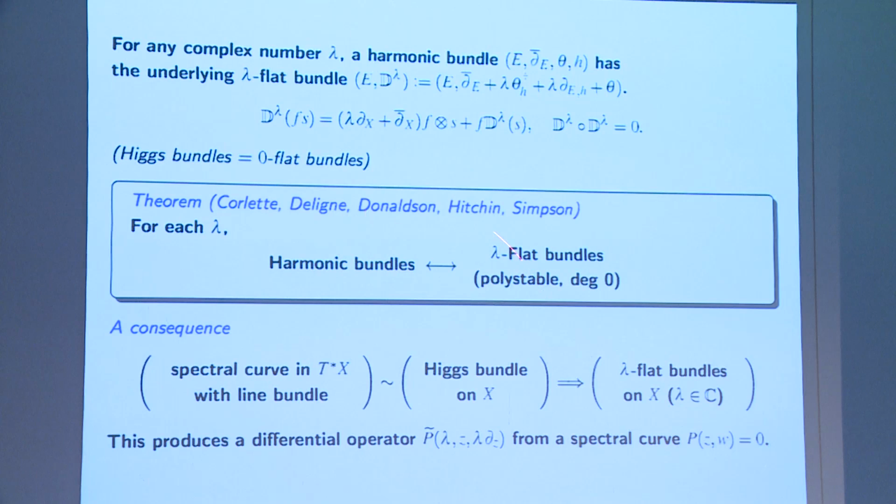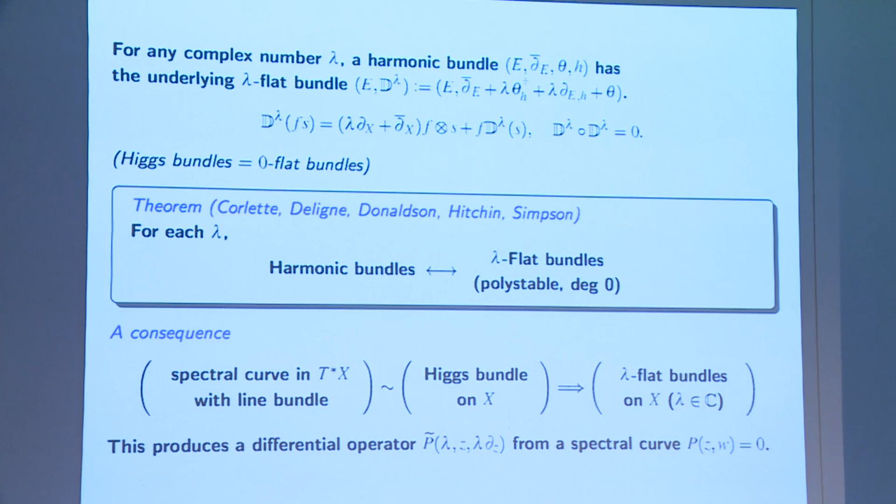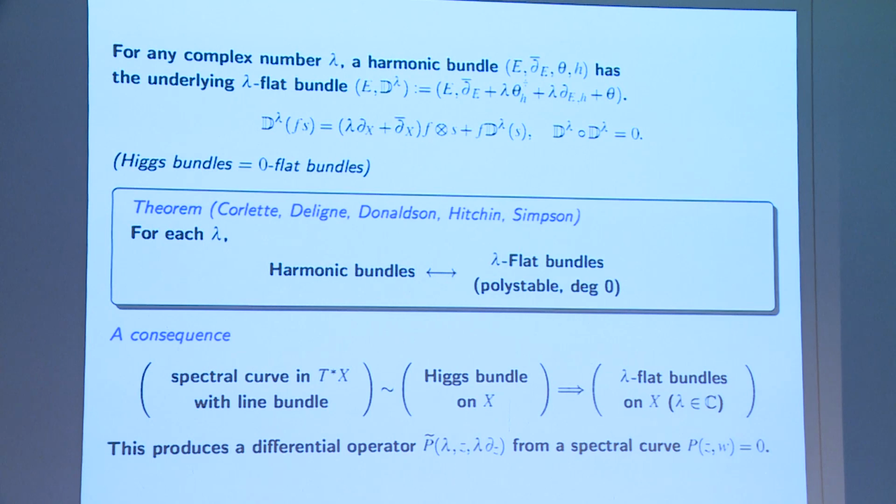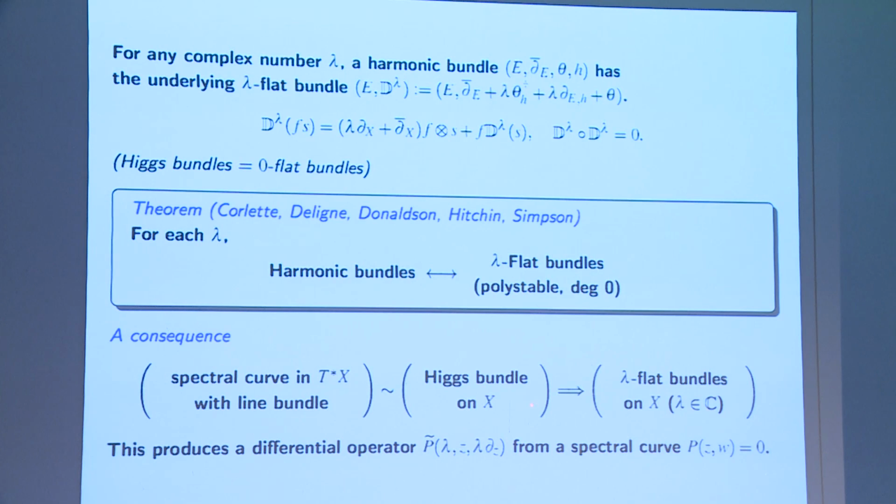And as another interesting phenomenon, we can obtain a non-commutative deformation of spectral curve. I mean, if we are given a curve in the cotangent bundle of X with a line bundle, it induces a Higgs bundle on X. Under some mild assumptions, the Higgs bundle is stable of degree zero. So by this theorem, we have the harmonic bundle corresponding to this Higgs bundle. And then it induces a family of lambda-flat bundles on X, parameterized by complex numbers.